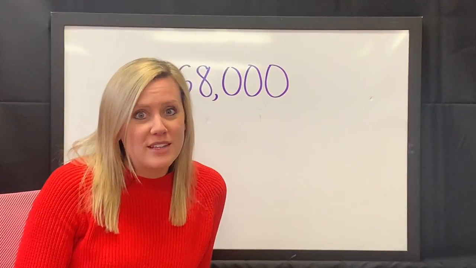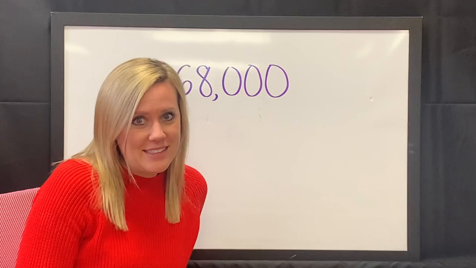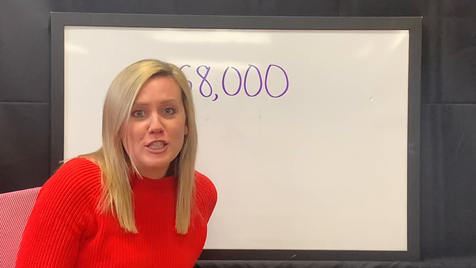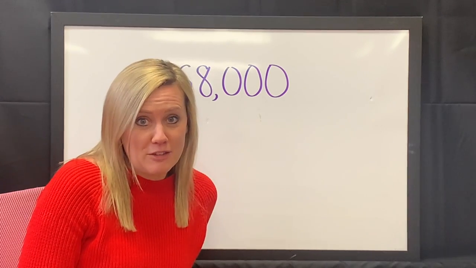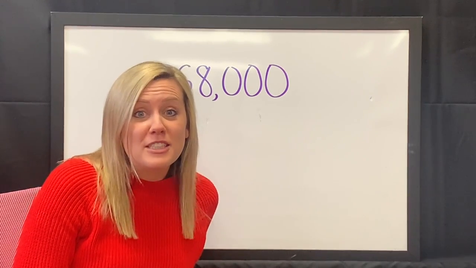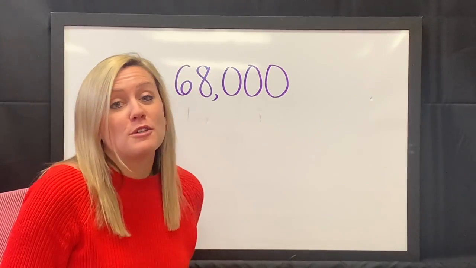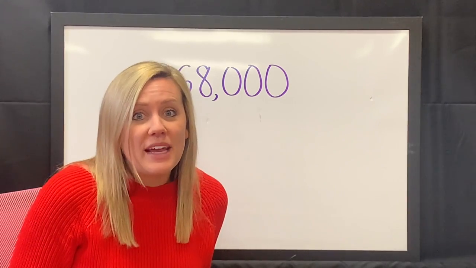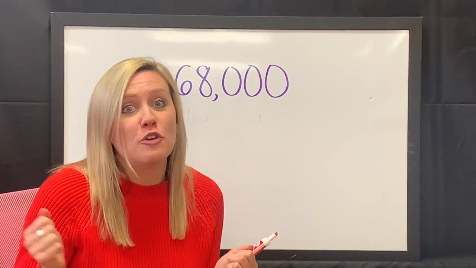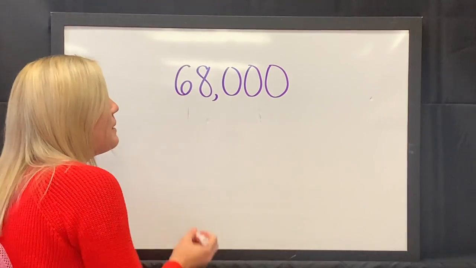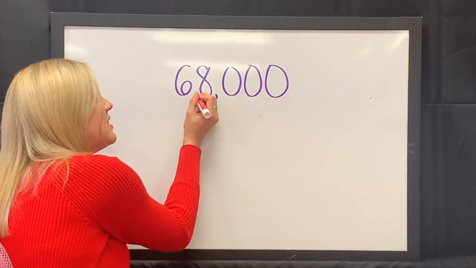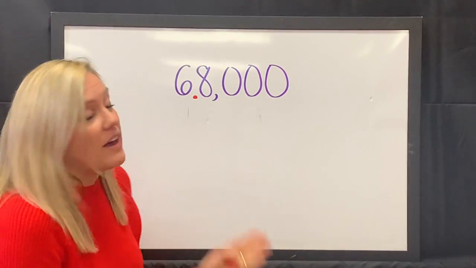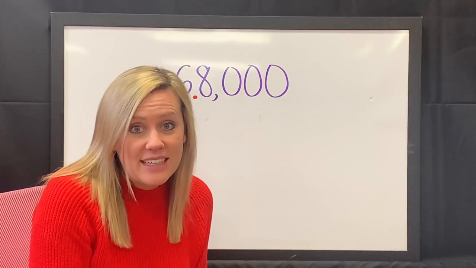We are going to start off with the number 68,000. I know that number is not very big, but I'm just going to use it right now to show you how to put a number in scientific notation. The first thing you want to do is make this number's value between 1 and 10. So you want to make it a number less than 10 and greater than 1. We would need to put our decimal right here to make that number between 1 and 10, because now the value of that number is 6.8.